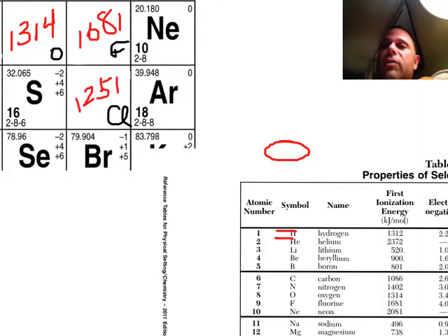So as you can see, the trend is, as you move to the right across the period, the ionization energy increases. And as you move up the group, the ionization energy increases.